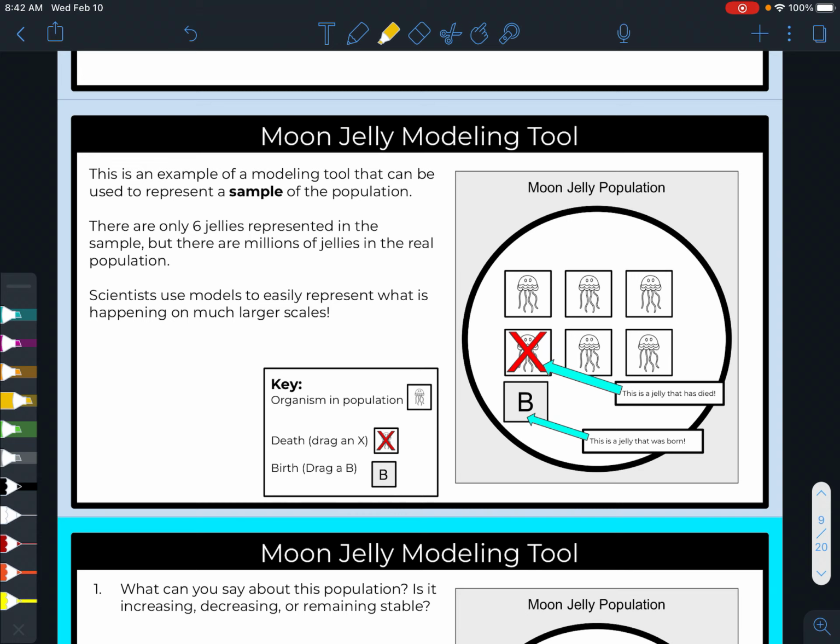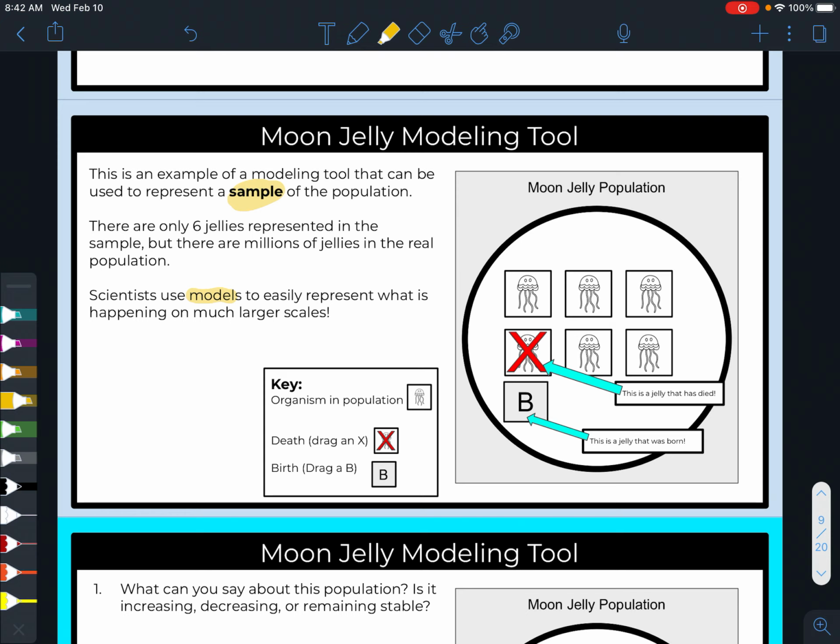Let's read through the text real quick. It says, this is an example of a modeling tool that can be used to represent a sample of the population. There are only 6 jellies represented in the sample, but there are millions of jellies in the real population. Scientists use models to easily represent what is happening on much larger scales. So again, this is just a model of the moon jelly population. This is a tool that scientists might use to help them study larger populations, and they use this at a smaller scale.